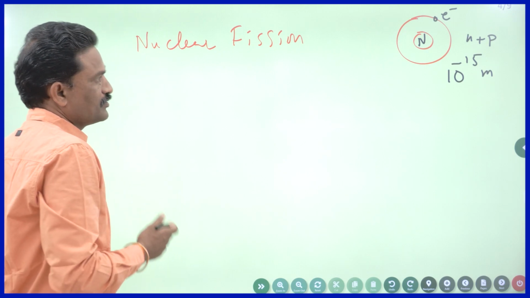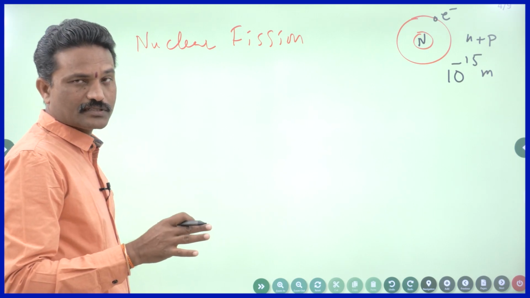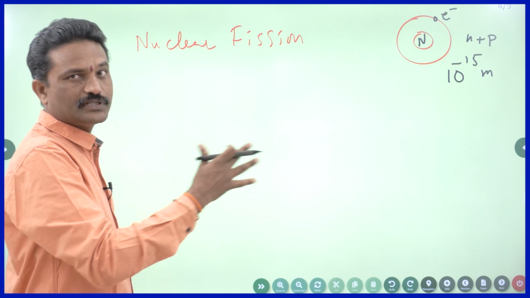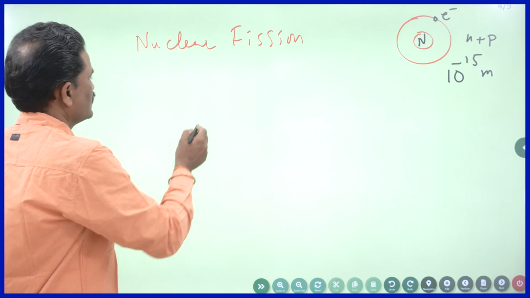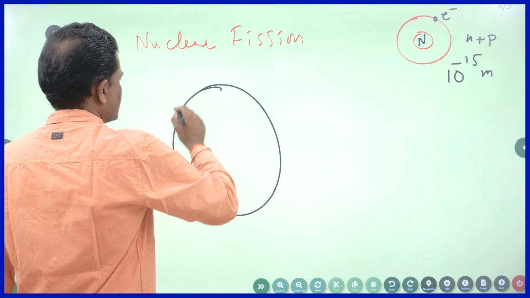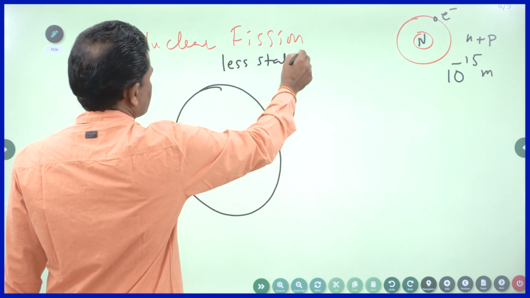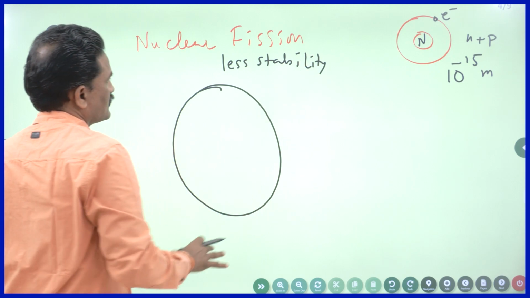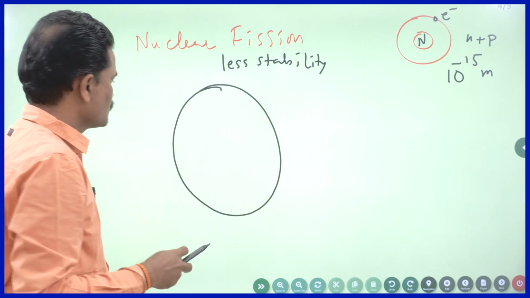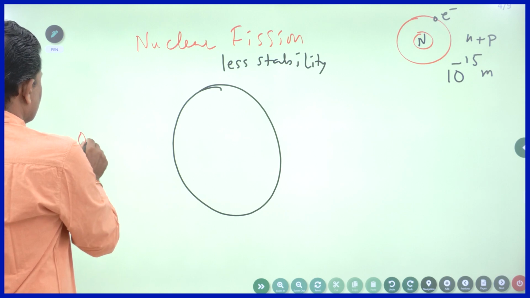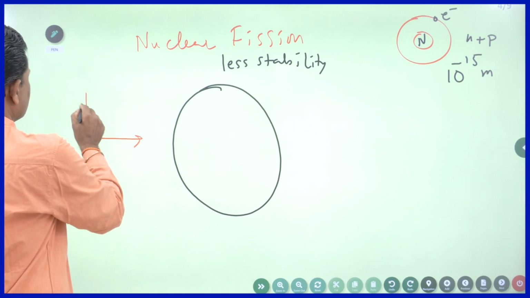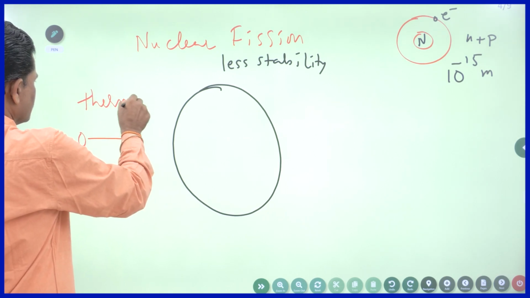So I take a bigger nucleus. Only a bigger nucleus can undergo fission reaction, not a smaller nucleus, because a bigger nucleus has less stability. Less stability means it already has some disturbances inside. So when I bombard it with a neutron, this neutron is called a thermal neutron.